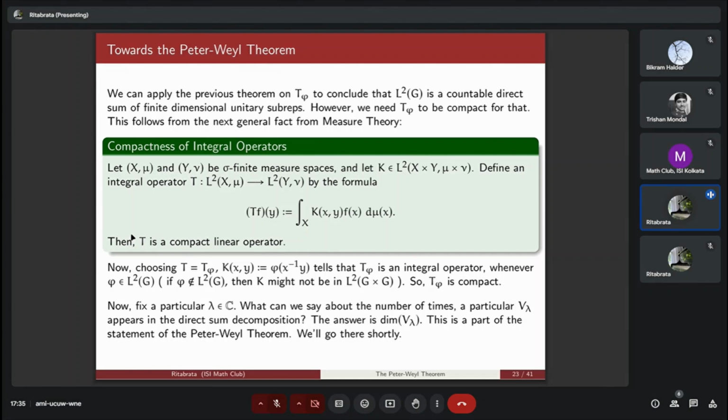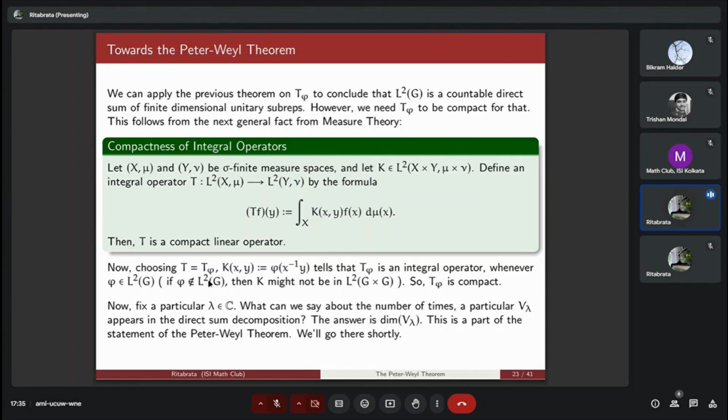And T is a compact linear operator. I don't know, I haven't tried this proof yet. I directly quoted this fact. So now choosing T to be T phi and K to be our phi of X inverse Y, it shows that T phi is an integral operator and hence it is compact.